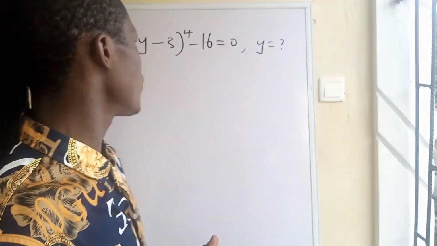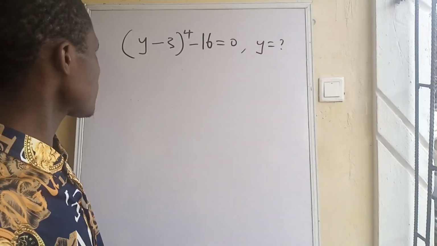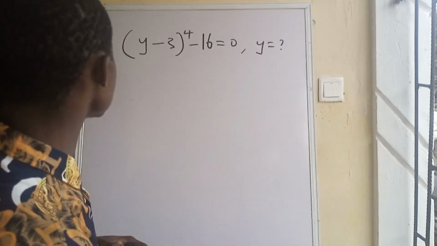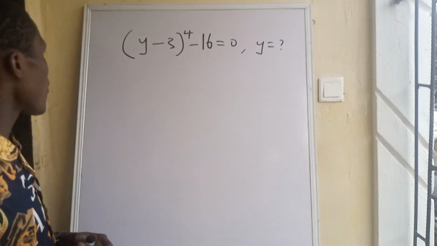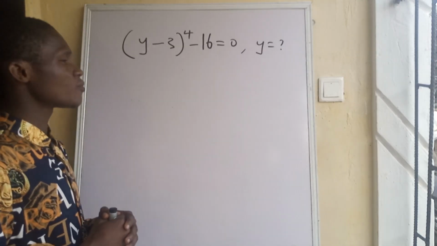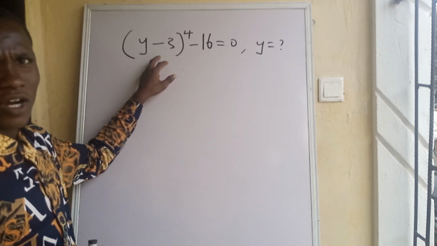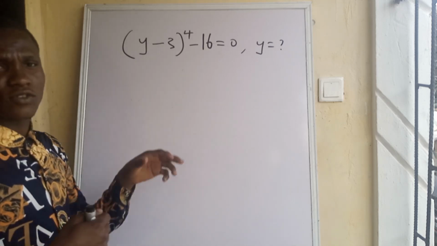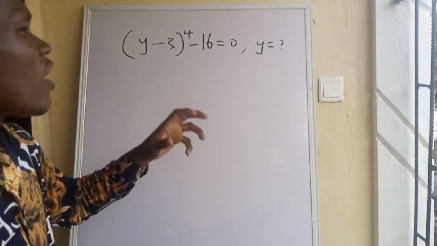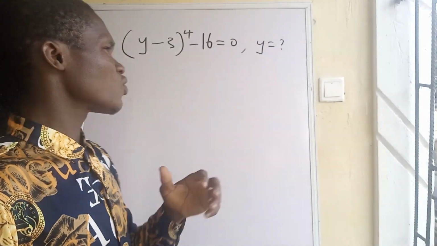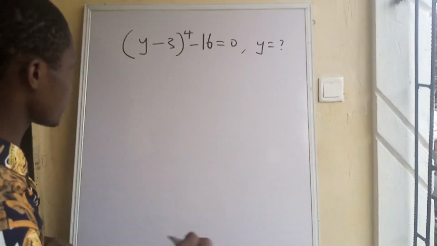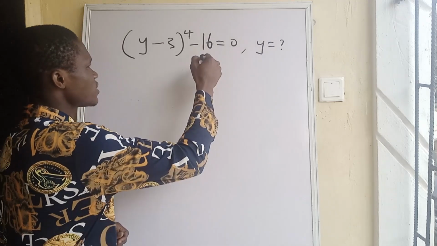So let's see how we can resolve this wonderful challenge. As you can see from this question, we have open bracket y minus 3 close bracket to the power of 4, and if you open this bracket we are going to have y to the power of 4. So this is simply telling us that at the end of the day we are going to have 4 values for y. So let's see how we can resolve this. The first step we can take is this solution.